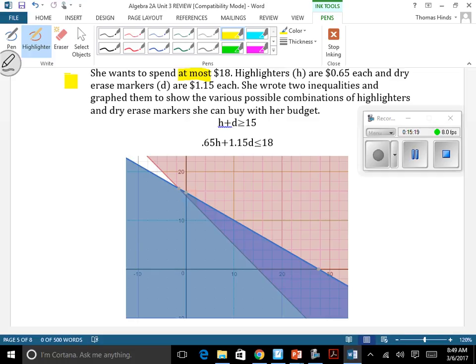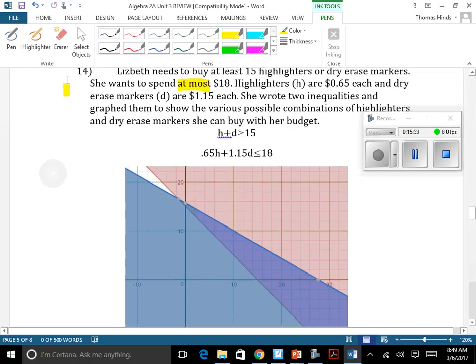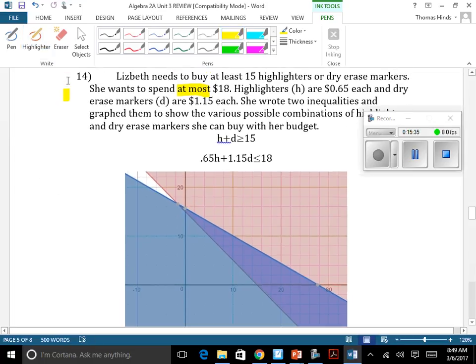Is there a line above this one? Okay, normally they tell you the two things in there, which I want to do. If I were me, how would I get there? I would click here and scroll down. Elizabeth needs to buy at least. Oh shoot! All right, so at least 15 highlighters. Go ahead, highlight your at least. 15 highlighters or dry erasers.